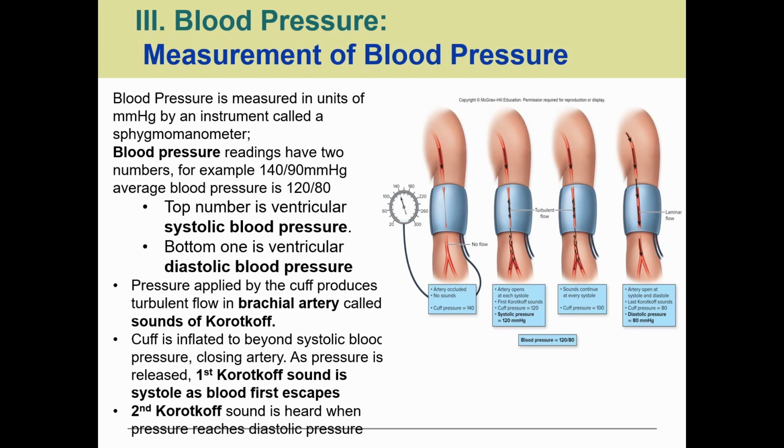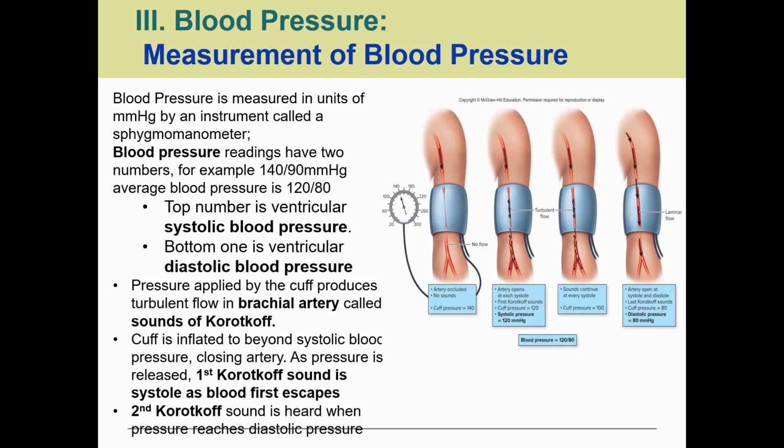But basically we have two numbers when we read blood pressure, because when we are reading blood pressure, especially from a cuff, we are measuring through an artery, which means it's going to fluctuate based on whether or not the ventricles are contracting. So there's always two numbers in a blood pressure reading. For example, 140 over 90 or 120 over 80, right?